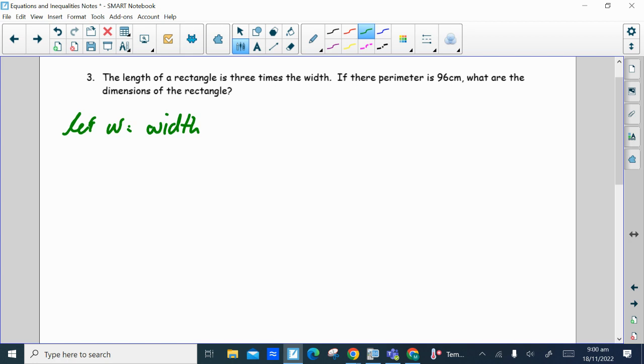So what would an expression for the length be? What do you think, Ava? Okay, we said that if 10 was the width, the length would be 3 times 10, 30. If 15 was the width, the length would be 3 times 15, 45. So if w is the width, what's an expression for the length?